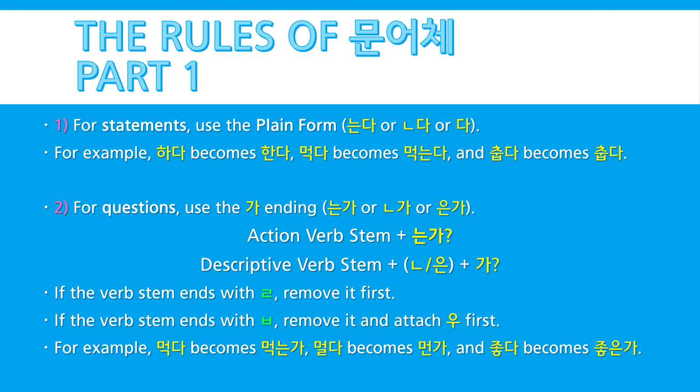For questions, however, you'll want to use a different ending, which is the 가 ending. This will be 는가 after an action verb stem, or 은가 after a descriptive verb stem ending with a consonant, or a nieun followed by 가 for descriptive verb stems ending with a vowel. Note, if the verb stem ends with a rieul, remove it first, or if it ends with a piup, remove it and attach u first. For example, 먹다 becomes 먹는가, 멀다 becomes 먼가, and 좋다 becomes 좋은가.